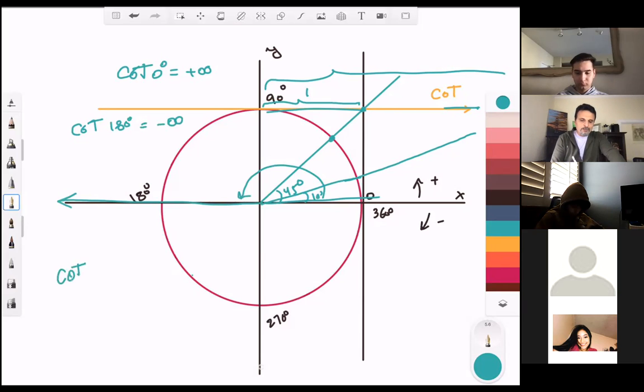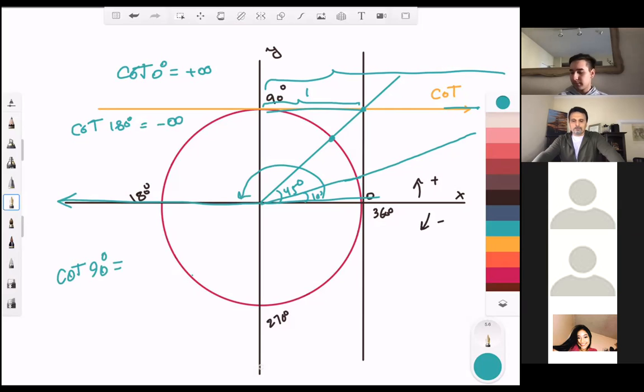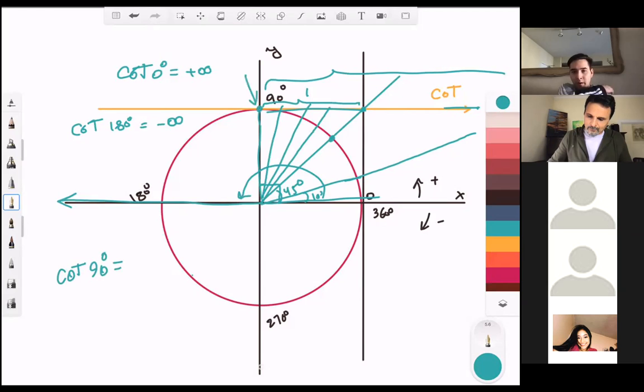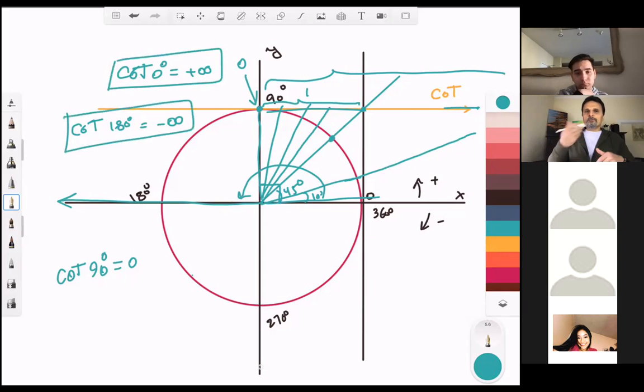What is cotangent of 90 degrees? Positive infinity. Cotangent of 90, this is 90, correct? If this is 50 degrees here, 80 degrees, okay, 90 degrees, it will hit 0. Do you see that? Yep. Very good. So cotangent of 0 is positive, 180 is negative, opposite of the tangent. I don't want to confuse you guys, but that's how we're going to visualize it.